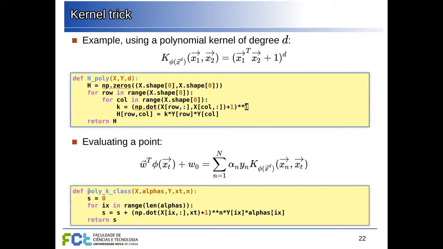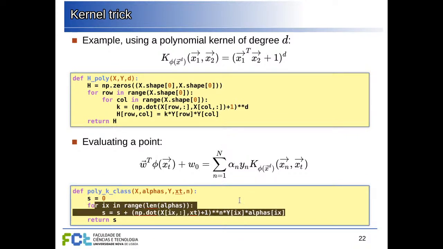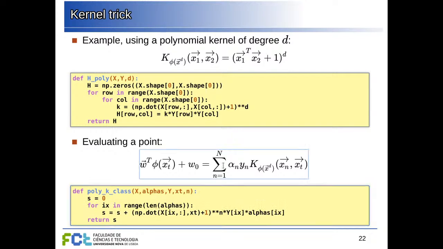And then to classify a point, we just loop through all the points we have in our data set, or better yet, all the points that are support vectors, because those that have an alpha of 0 are irrelevant. They will not contribute to this. And we can just determine if the result is larger or smaller than 0.